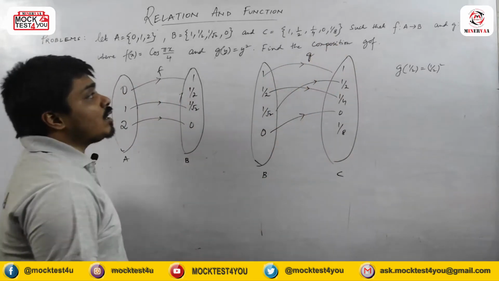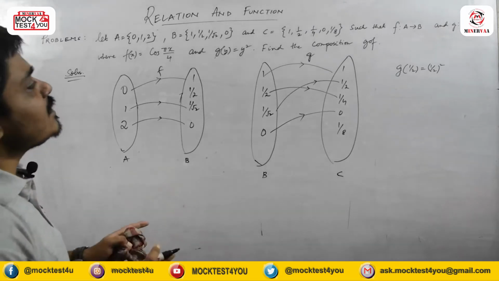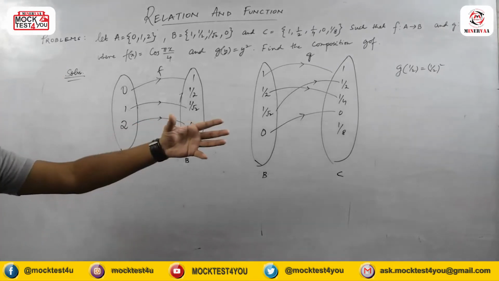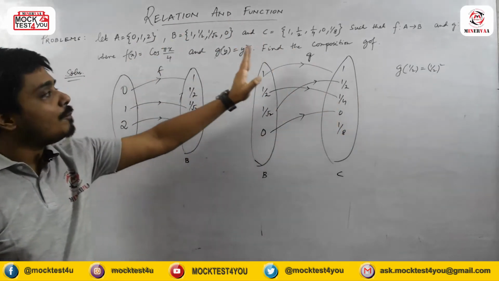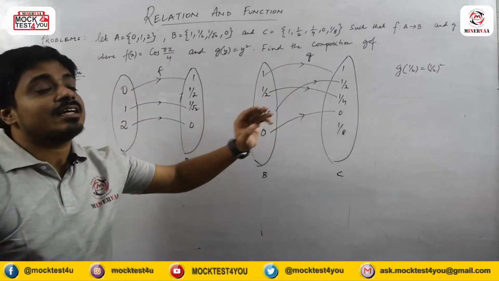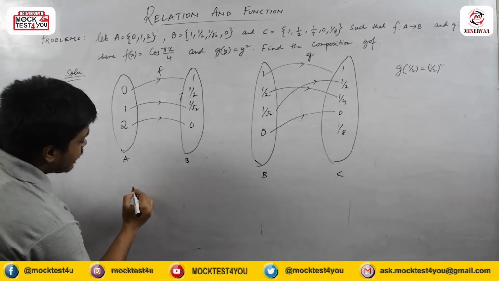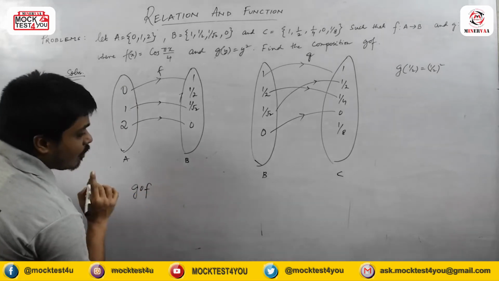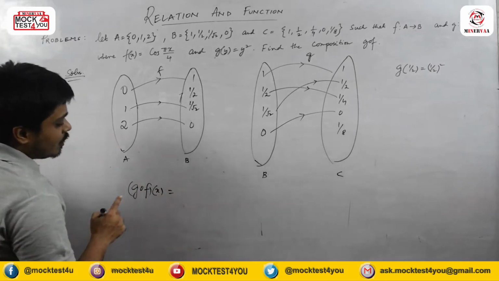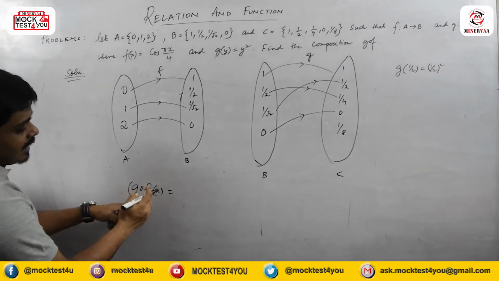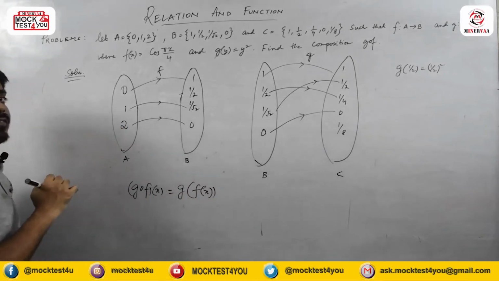But we need to find what? We need to find the composition g of f. So listen very carefully. What is g of f? It is a composition of the functions f and g. Composition of the functions f and g is g of f. So basically I will write g of f of x is equal to, now look at here, since f is first, I will write g of f of x.